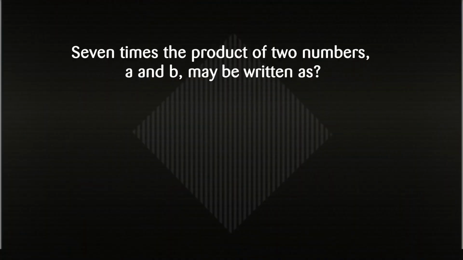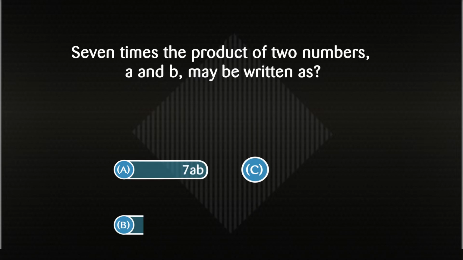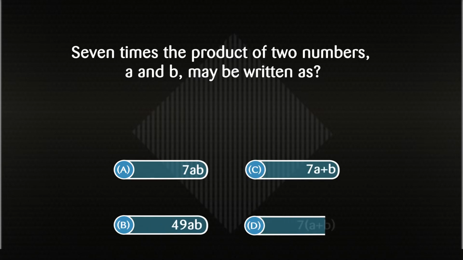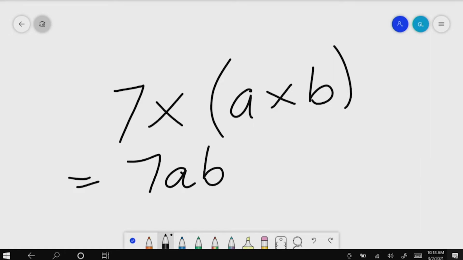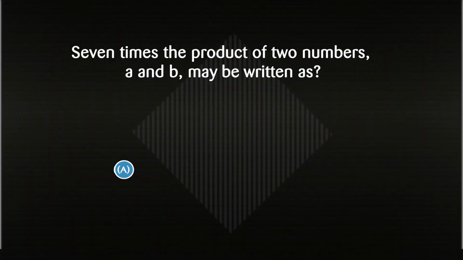7 times the product of two numbers, A and B, may be written as. Now, when we read this question, they're telling us 7 times the product of two numbers. Product means multiply. So if we were to write this here, it's equivalent to 7 of A, B. So our solution would have been A, 7 of A, B.